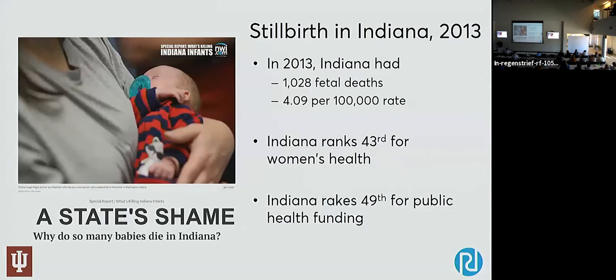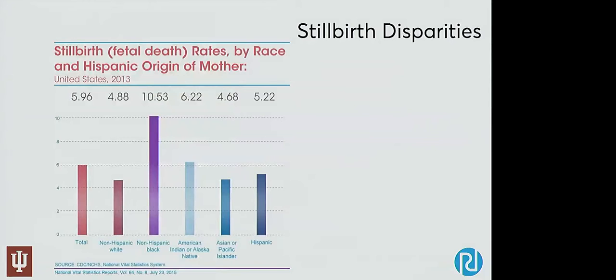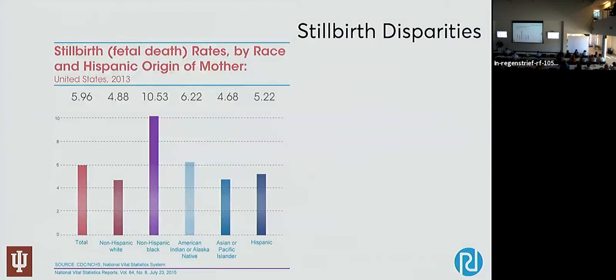The other thing that's important that I want to point out, and why we care about stillbirth, is that this is a huge area for healthcare disparities. If we look here, there's about 10 deaths per 100,000 for non-Hispanic Blacks versus non-Hispanic whites. And so this is a problem that we need to address to bring equity in maternal child health, particularly during pregnancy.